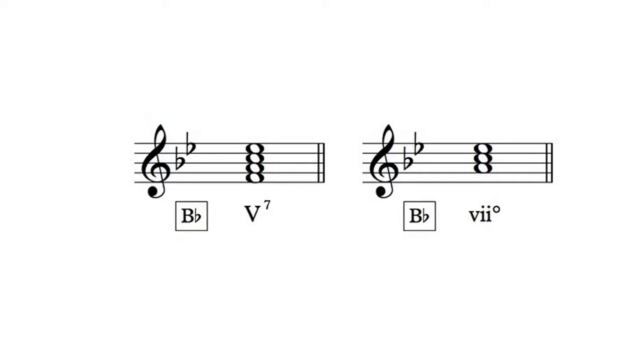So we can think of the leading tone triad, the 7 chord, as being the same as a dominant 7th chord that's missing its root. Therefore, it's going to have the same sound and same function as that dominant 7th chord.